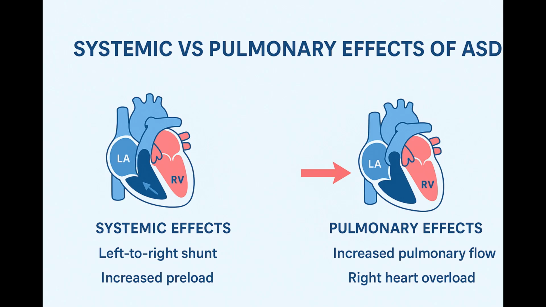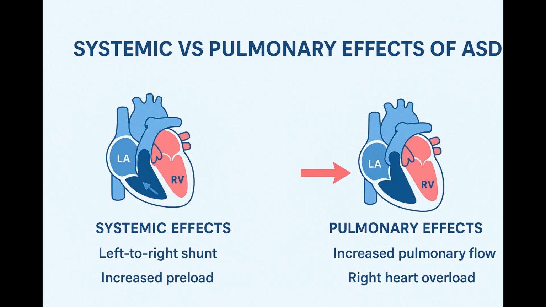Yes. The fixed, widely split S2. Second heart sound. That's such a high-yield finding for exams and practice. Can you unpack that quickly? Sure. So the ASD causes continuous left-to-right shunting into the right atrium and then right ventricle. This chronic volume overload makes the RV take longer to eject blood. Delays the pulmonic valve closing.